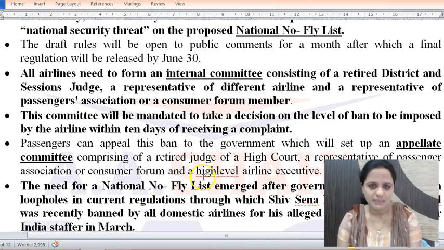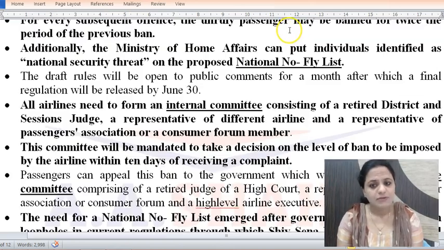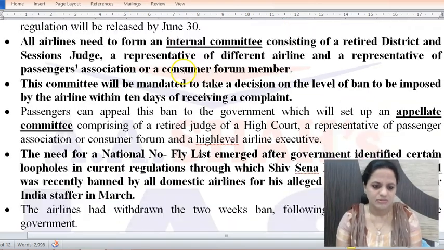Also an appellate committee has been provided in this draft regulation. This appellate committee will comprise a retired High Court judge, a representative of Consumer Forum and a high-level airline executive too. They will look into appeals by the passengers, if any. Also the government has said that they would have a national no-fly list to put individuals identified as a national security threat on this list.